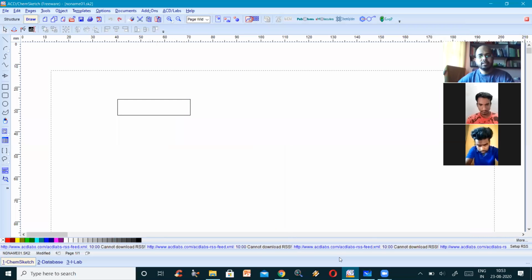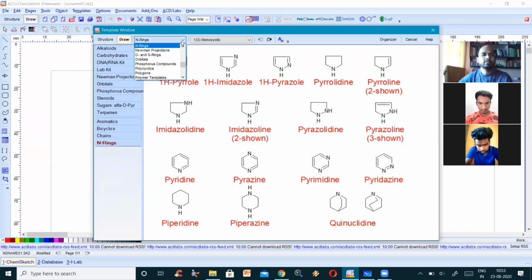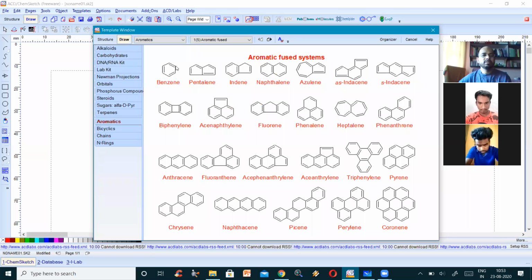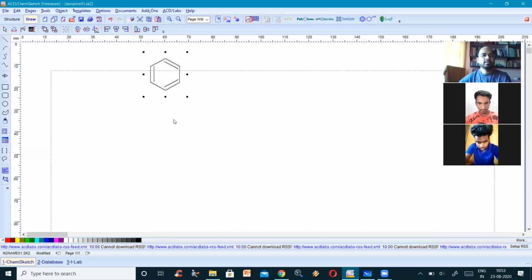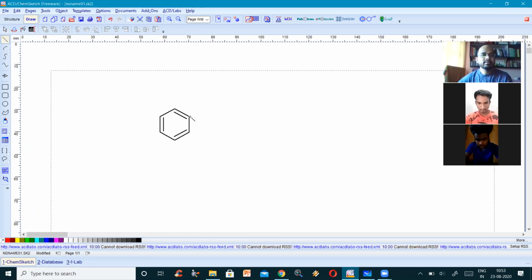Okay. The other thing is you can again open the template and I'll take the rings there, aromatics. So this is the benzene ring. When you double click it, you will get the benzene ring, right? Any delete key on the keyboard will delete the molecule. So here we have benzene. Now our choice was aniline, right? So you should just click on this line and draw a line from there.